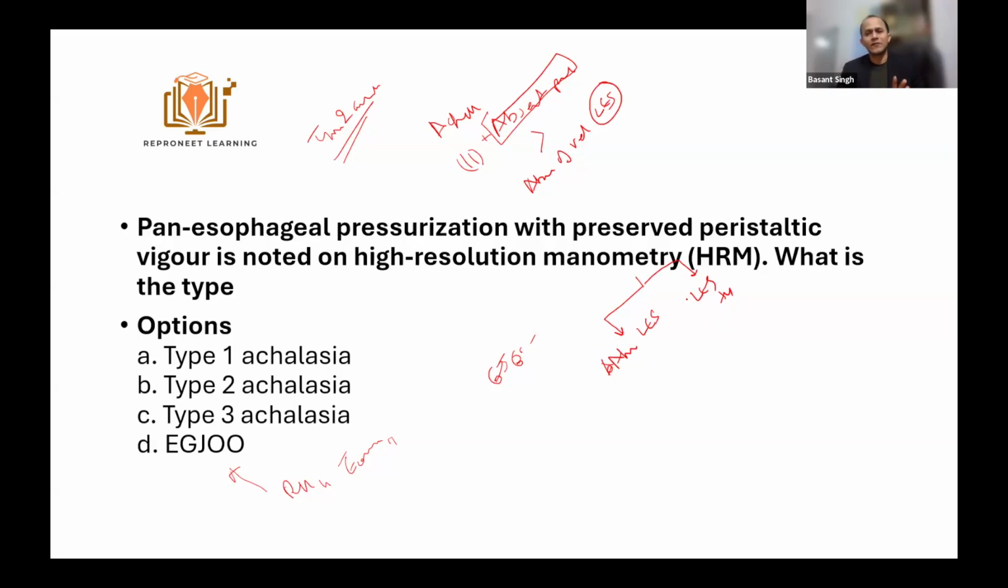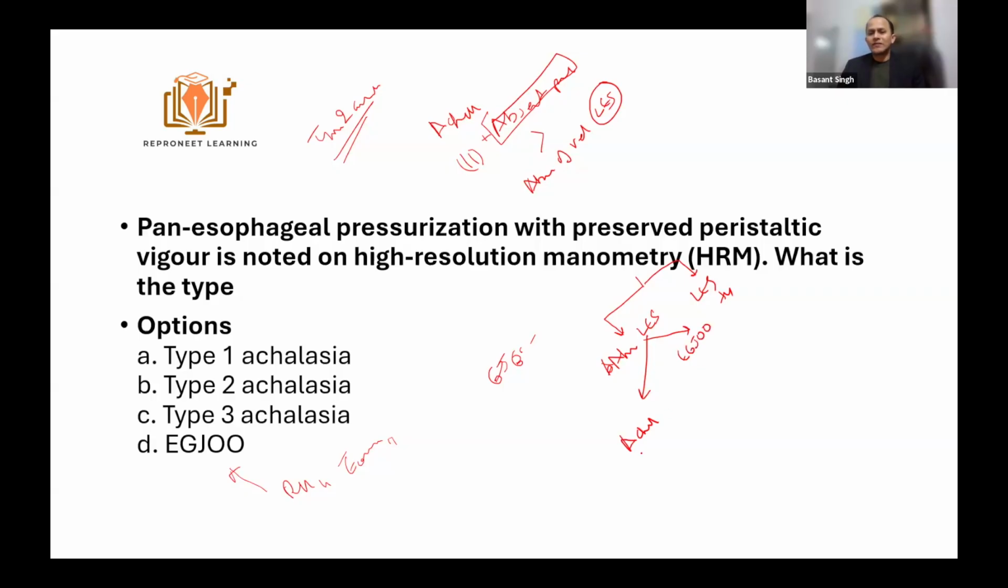You look at the LES pressure first. Is the LES relaxing? Is the LES not relaxing? So you have two sets of disorders. In the first set, where your LES is not relaxing, again you have two disorders. One is achalasia cardia, and the other, a newly coined term, is esophagogastric junction outlet obstruction.